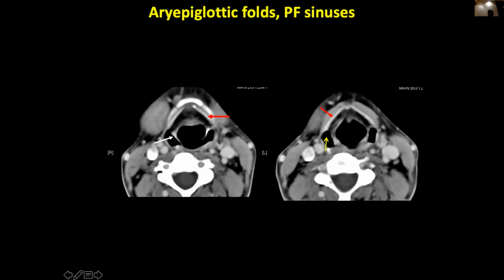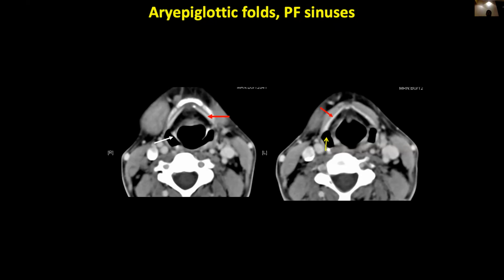You have the piriform sinuses. The piriform sinuses go lower, and then the apex of the piriform sinus is seen. The moment you start seeing piriform sinuses, the hyoid starts disappearing, and then there is another bony or ossified structure which starts appearing, the thyroid cartilage.